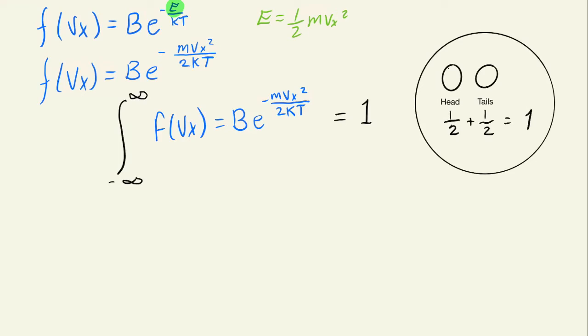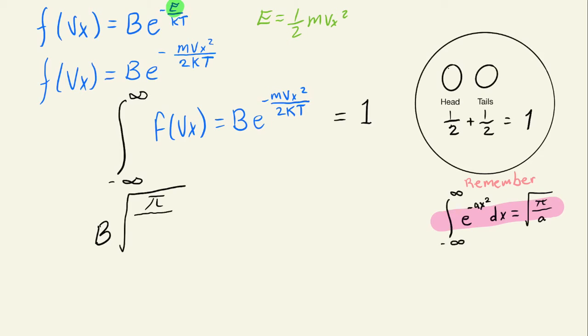So this is useful because now we can find what the constant B is. Before beginning the integration, there's one integral that we must remember: the integration of e elevated to negative constant a x to the 2 is equal to the square root of pi divided by a. So here we can easily identify what a is. So a would be m divided by 2k times t.